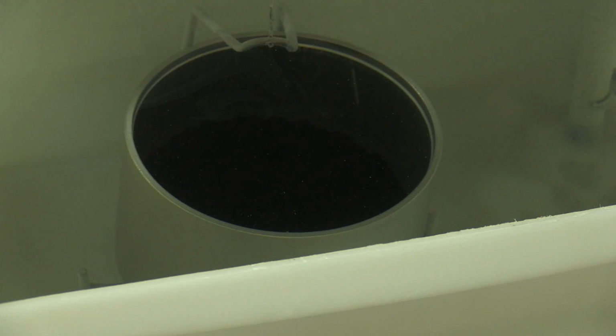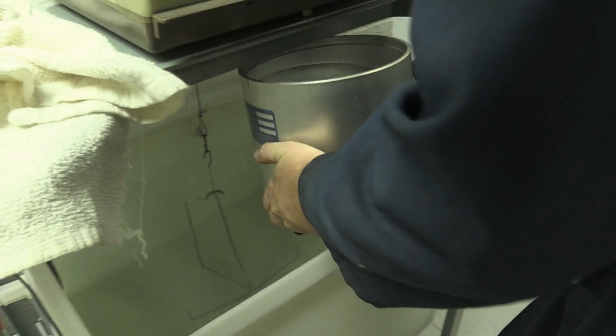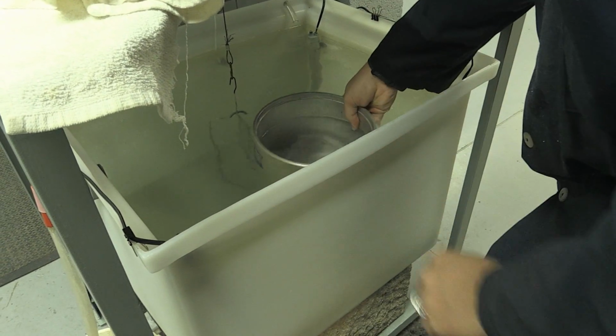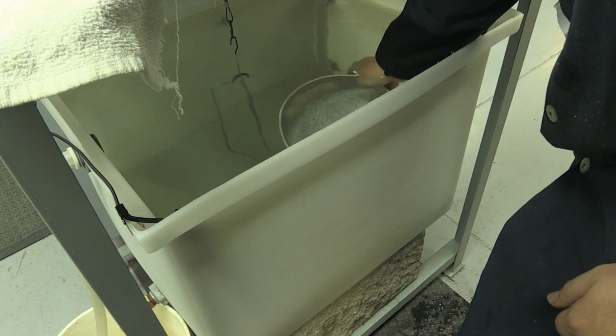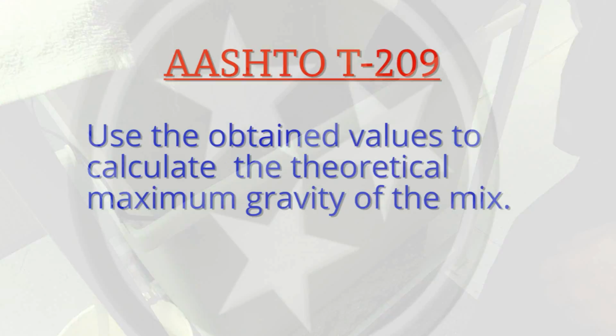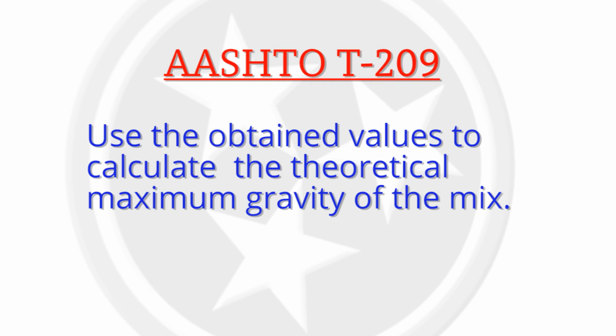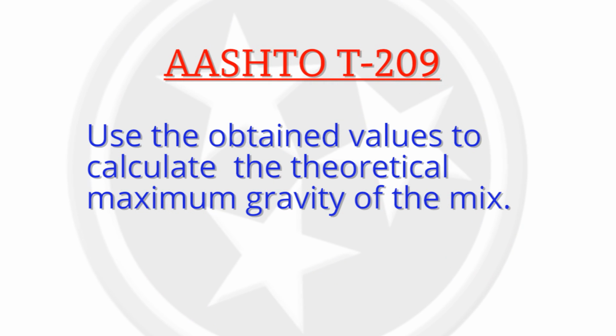Remove the container from the water bath and discard the sample. Put the empty container back into the water bath and let the scale stabilize. Record the submerged mass of the container filled completely by water. Use the obtained values to calculate the theoretical maximum gravity of the mix.